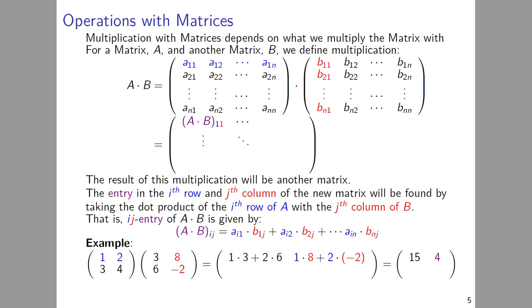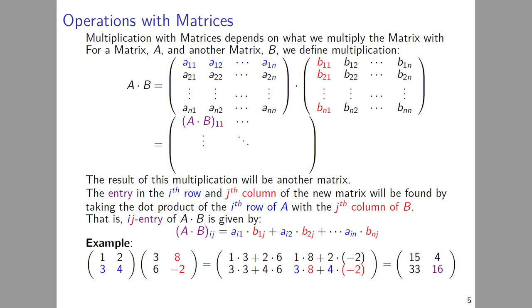Moving on to the second row of A times B, we'll do the second row of A dotted with the first column of B, giving (3, 4) dotted with (3, 6), which is 3 times 3 plus 4 times 6, which is 9 plus 24, or 33. And finally, we'll dot the second row of A with the second column of B to get (3, 4) dotted with (8, -2), giving 3 times 8 plus 4 times -2, which is 24 minus 8, or 16. So we found that the matrix multiplication of [1, 2; 3, 4] with [3, 8; 6, -2] gives the matrix [15, 4; 33, 16].